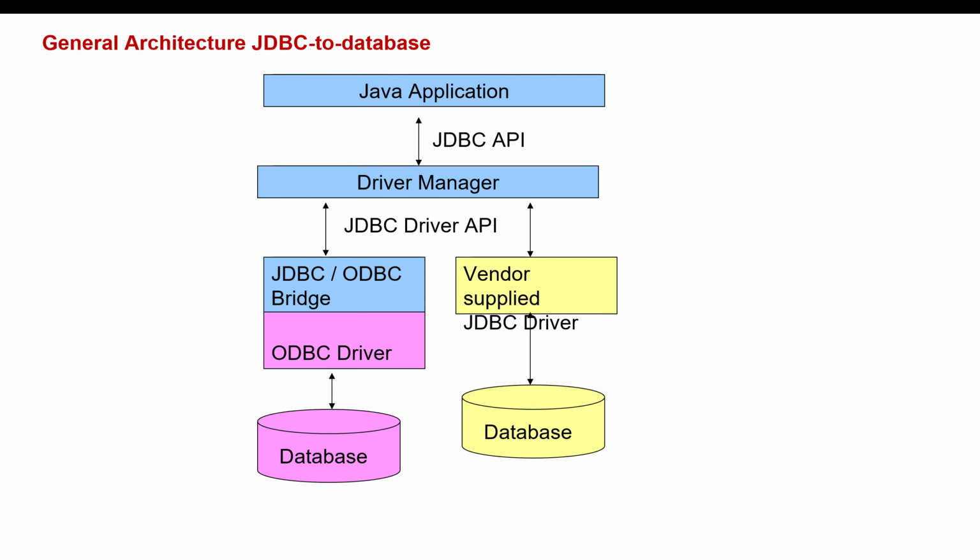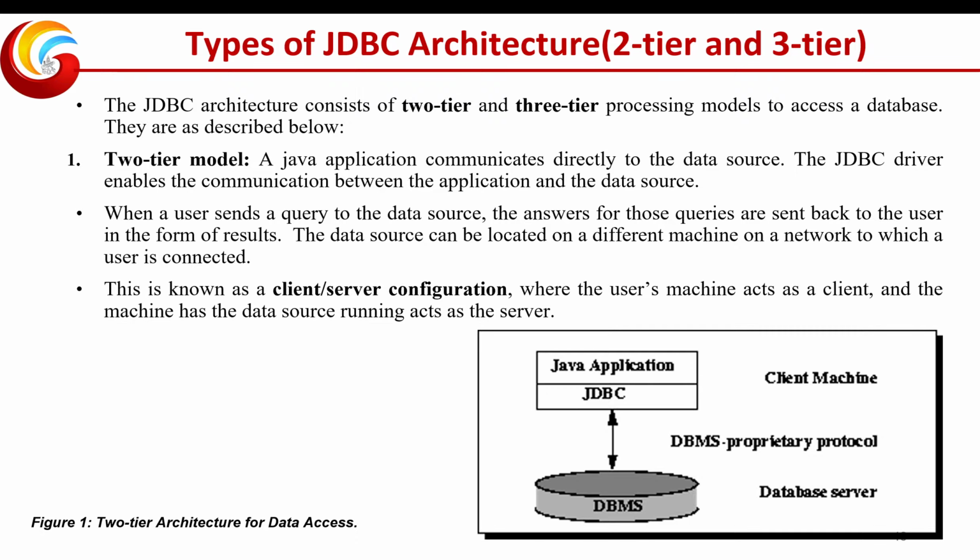This diagram shows how a Java application communicates with the database using JDBC drivers through the driver manager. There are two types of JDBC architecture, two-tier and three-tier. In the two-tier model, the Java application communicates directly with the database. In the three-tier model, communication happens through a middle tier service.